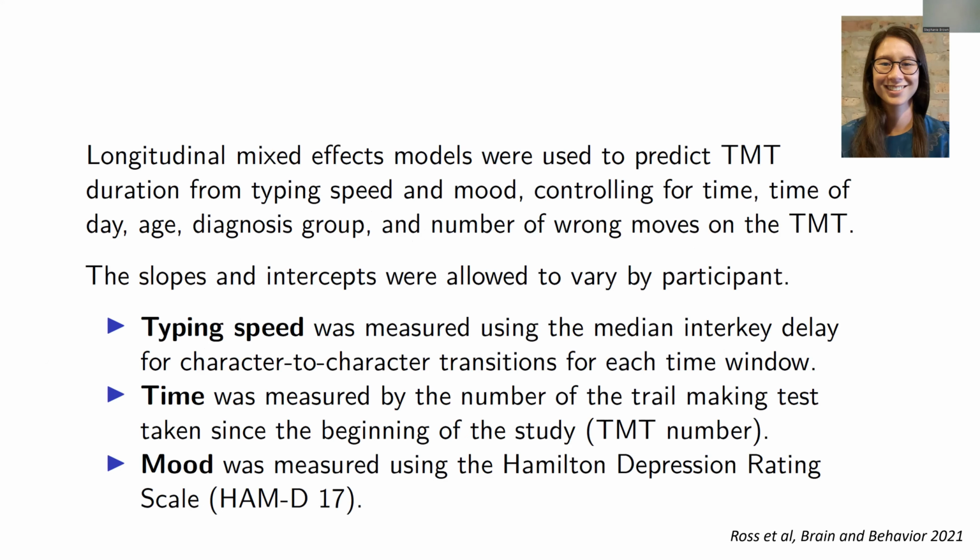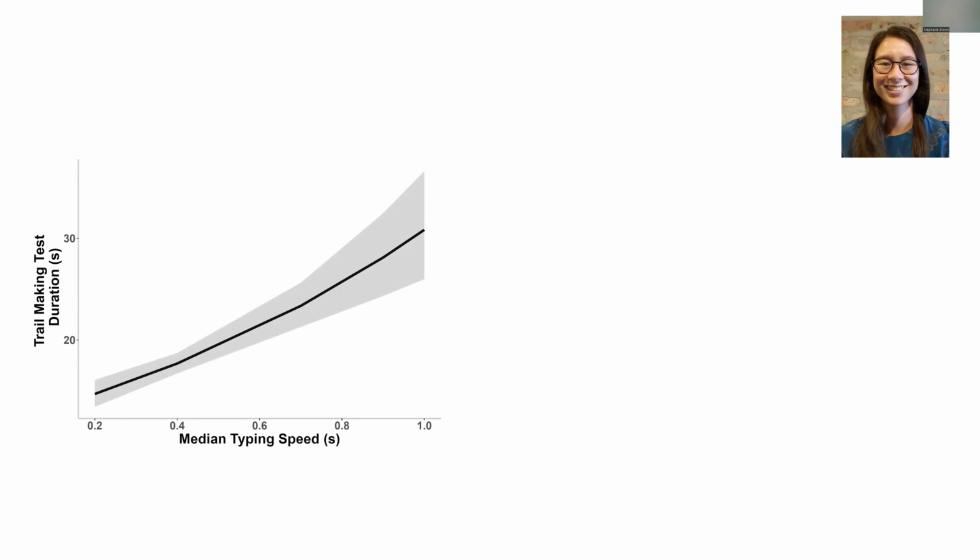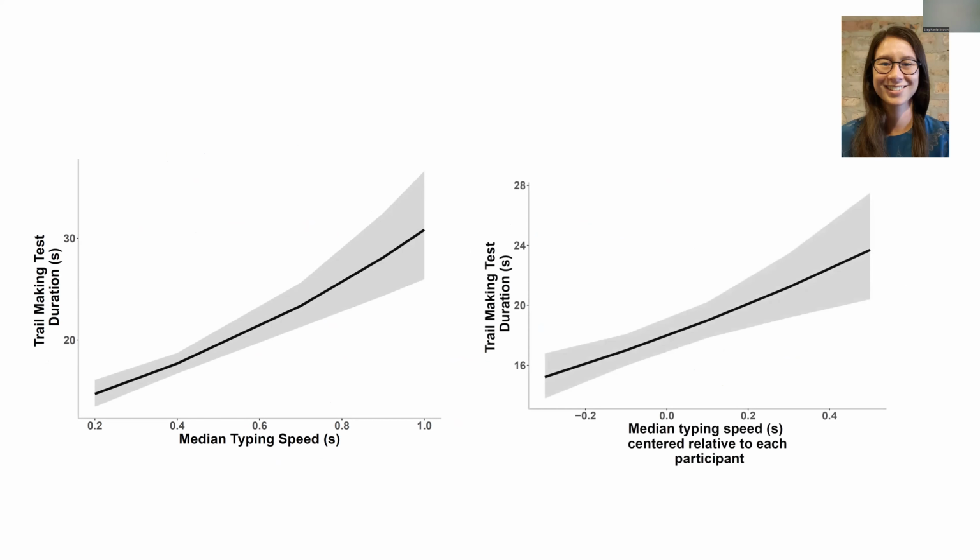She controlled for a number of different covariates like time of day, as well as mood and age. And what she found was that between subjects, there was a strong association between typing speed and performance on the trail making test, such that people who performed slower on the trail making test typed slower. And then she also found on the right that this association occurred within the individual as well, so that if you were typing slower on a particular day, your performance on the trail making test was slower on that day.